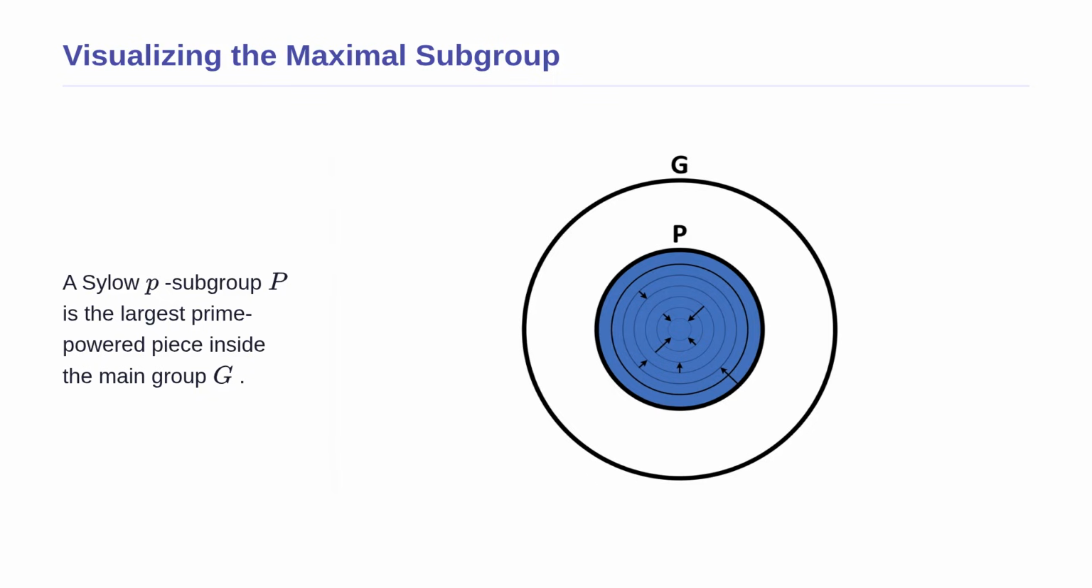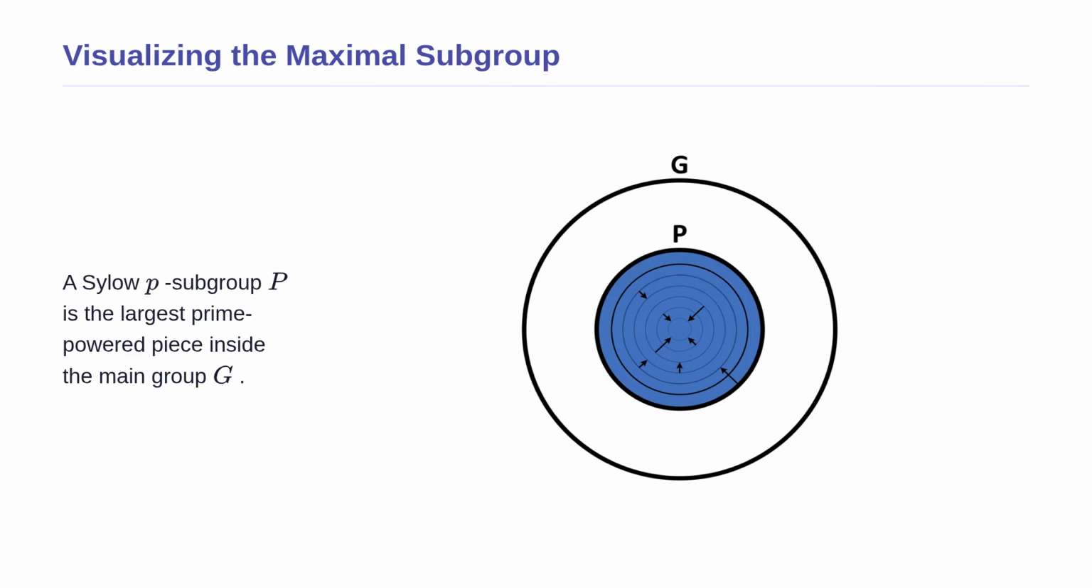Before we move on to a concrete example, let us visualize what this looks like. Here you are seeing a large outer circle labeled G. This represents our entire main group, containing all possible elements. Inside it, you will notice a smaller, solid blue circle labeled P. This is our Sylow p-Subgroup. Notice how it sits entirely within G, meaning it is a self-contained subgroup.